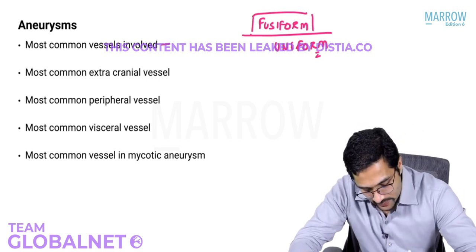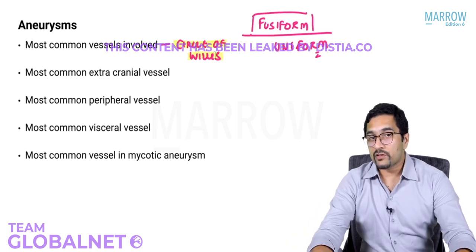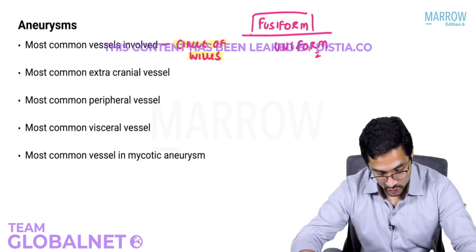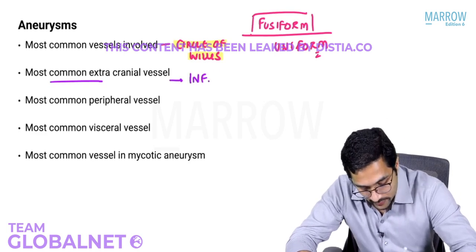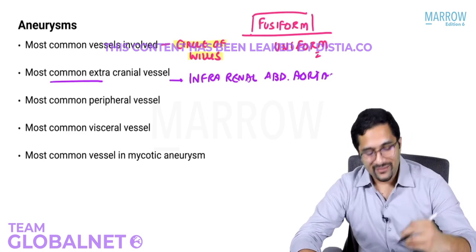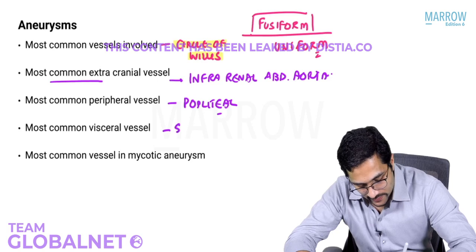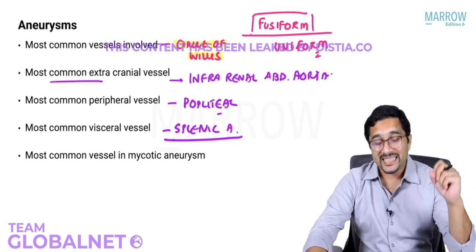The most common vessels involved are the vessels of the circle of Willis, and this I've covered in the neurosurgery modules where I've spoken about intracranial aneurysms and subarachnoid hemorrhage. Most common extracranial vessel involved is the infrarenal abdominal aorta. Most common peripheral vessel involved is the popliteal vessel. Most common visceral vessel is splenic artery, and splenic artery aneurysms I've covered in the module on spleen in detail.